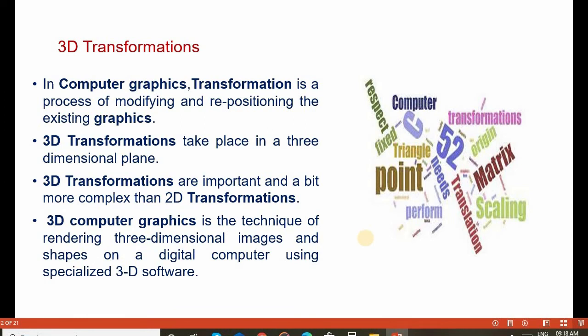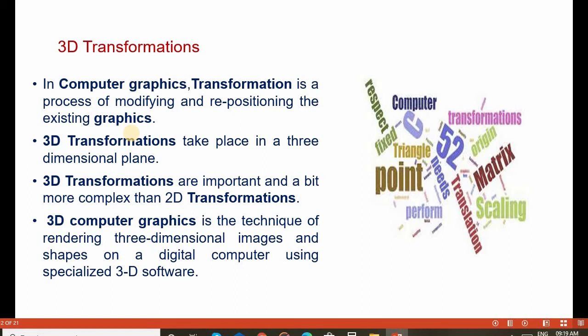Next, 3D transformations, 3D transformation in rotation. In computer graphics, transformation is a process of modifying and repositioning the existing graphics. The 3D transformation takes place in a three-dimensional plane. 3D transformations are important and a bit more complex than 2D transformations. The existing image can be modified and repositioned.